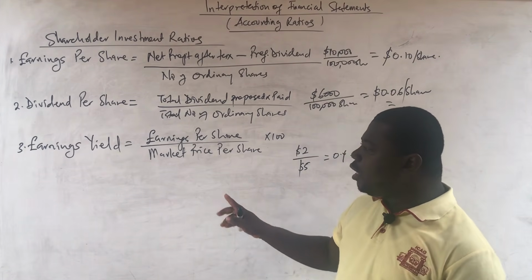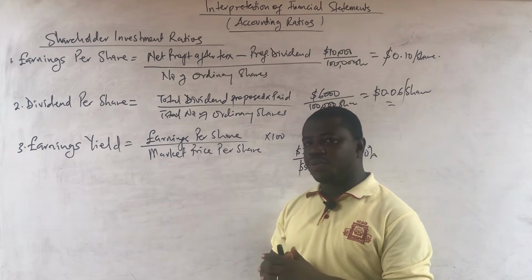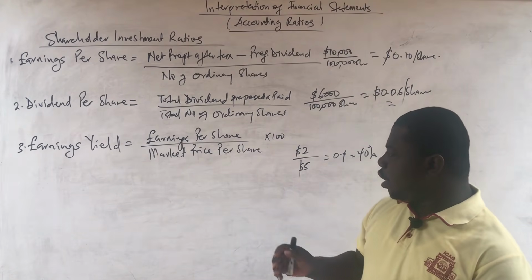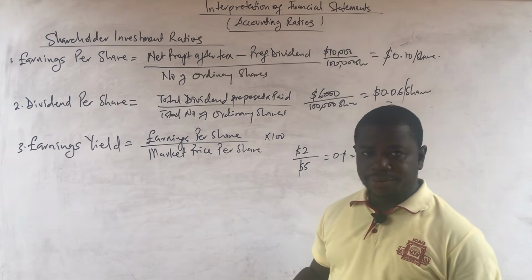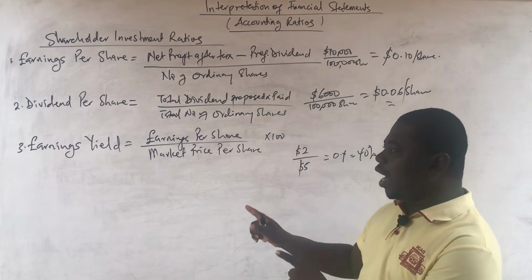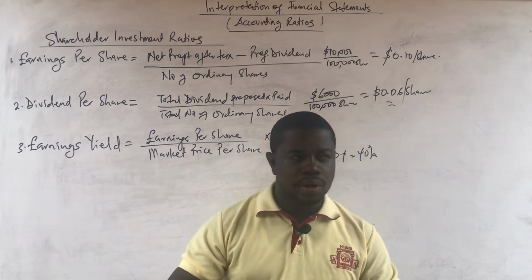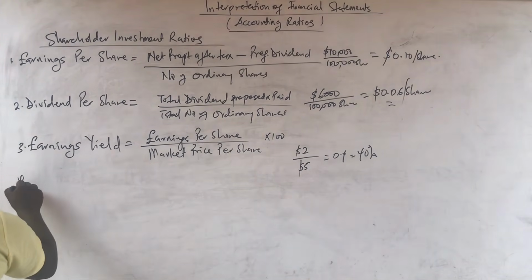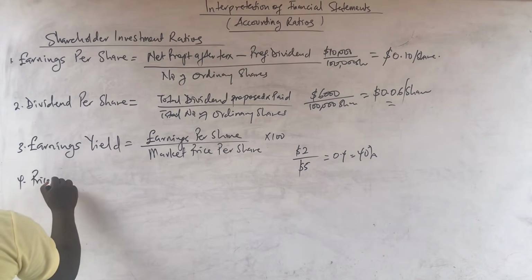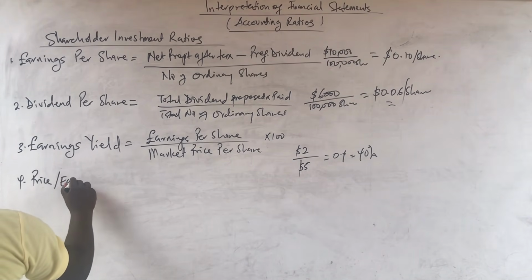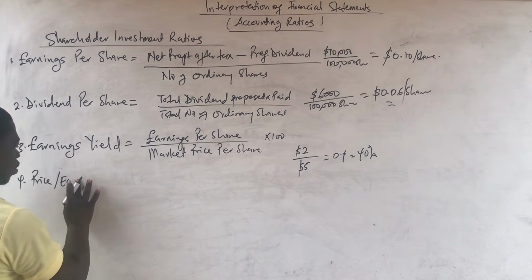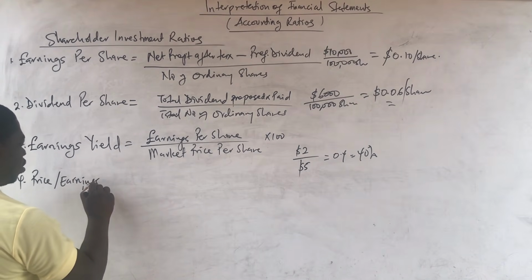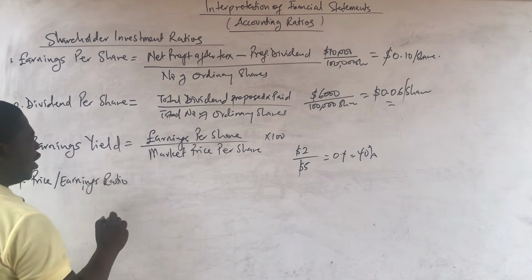Now, let me quickly bring in a ratio that is very similar to the earnings yield, so that we will use it quickly to understand. And that is called the price earnings ratio. The price earnings, which we call the PE ratio. Price earnings ratio. They call it the PE ratio.